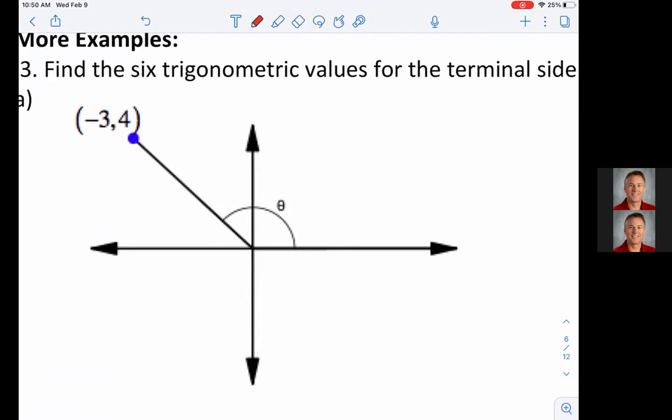So what I want to do is drop a perpendicular to the x-axis. And I know two of the lengths of the sides of this triangle. I know that the bottom would be -3 and the left side would be 4. Because if my coordinates are at -3, 4, I go to the left 3 and up 4.